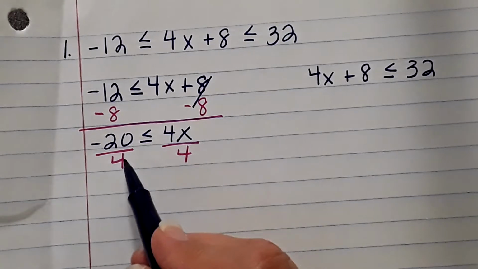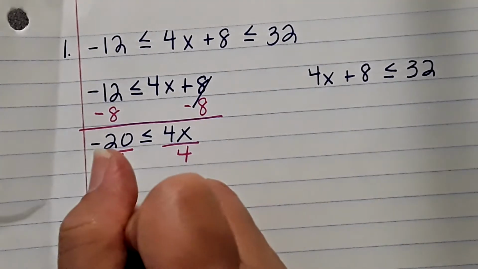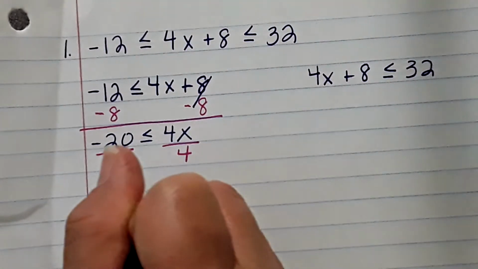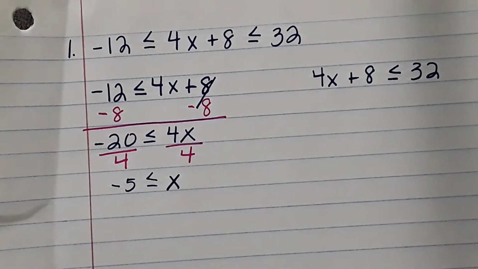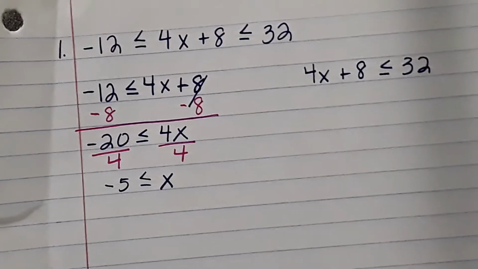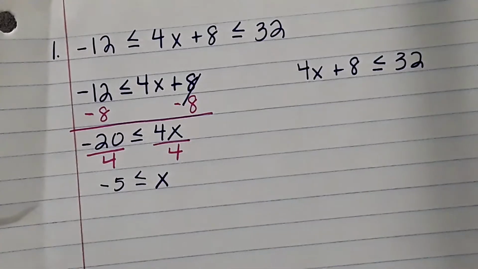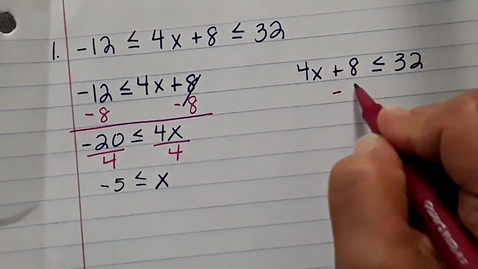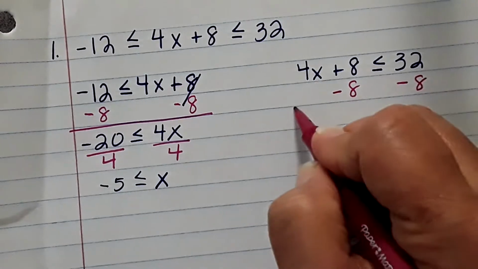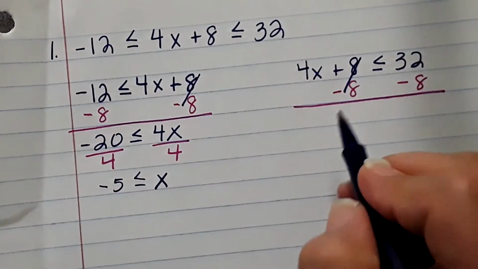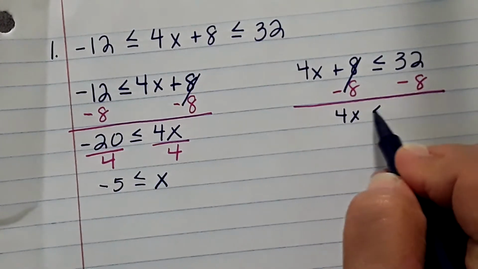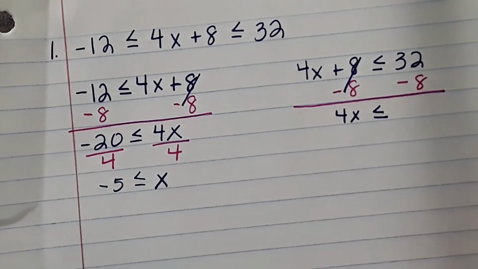Okay, -20 divided by 4 is -5 is less than or equal to x. Now I'm going to solve this side. 4x is less than or equal to, what is that, 24?